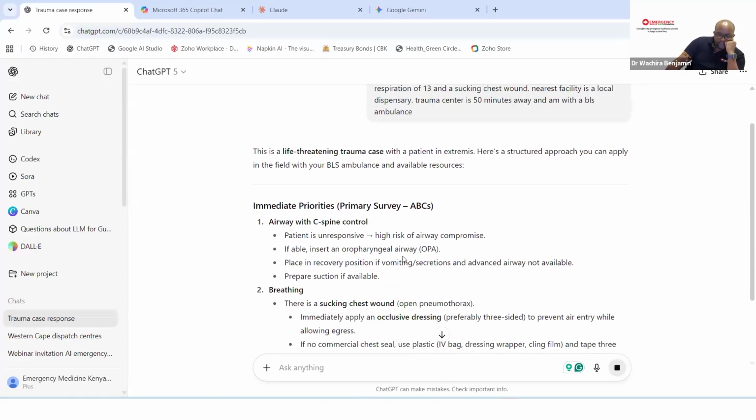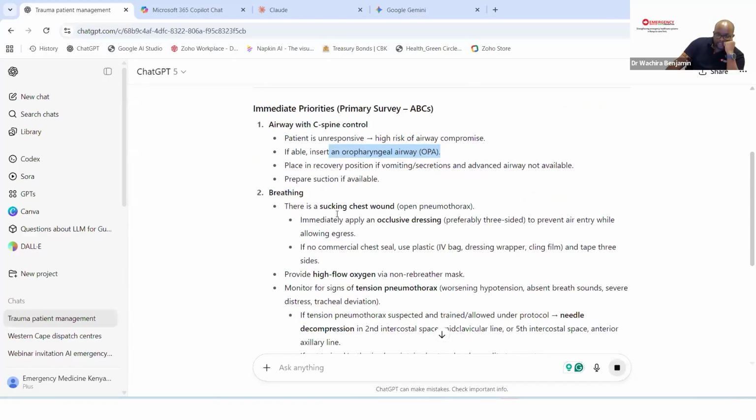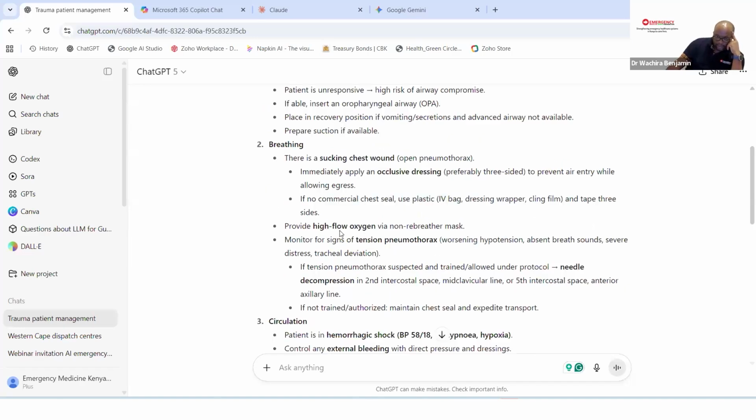So the patient is unresponsive, high risk of airway compromise. If able, insert an OPA. That's first, if able. Place in recovery position if vomiting or secretions, or if an advanced airway is not available. Prepare suction if you have it. Breathing: there's a sucking chest wound. Apply an occlusive dressing, 3-sided, to prevent air entry. If no commercial chest seal, use a plastic bag, dressing wrapper, or clean film, tape 3 sides, give oxygen, and monitor for signs of worsening: hypotension, absent breath sounds, severe distress. If tension is suspected and allowed, do needle decompression at the second intercostal space, mid-clavicular line, or the fifth intercostal space, anterior axillary line. If not, maintain the chest seal and expedite transport.